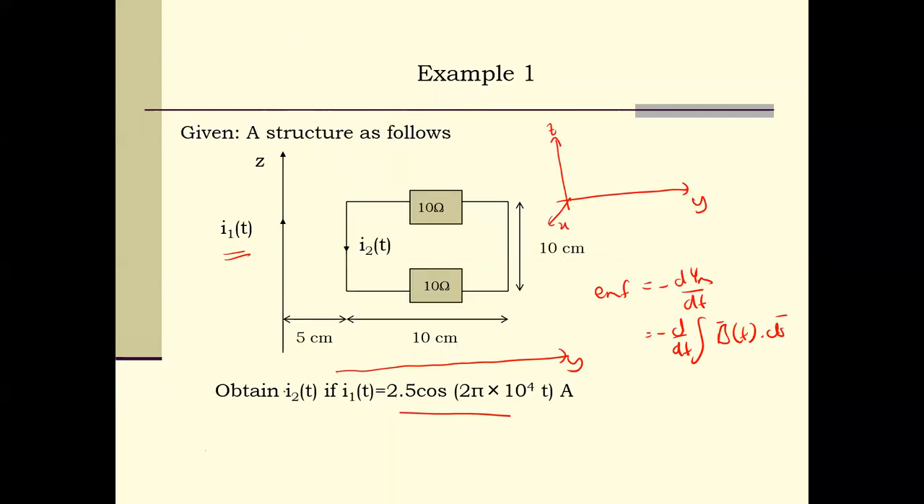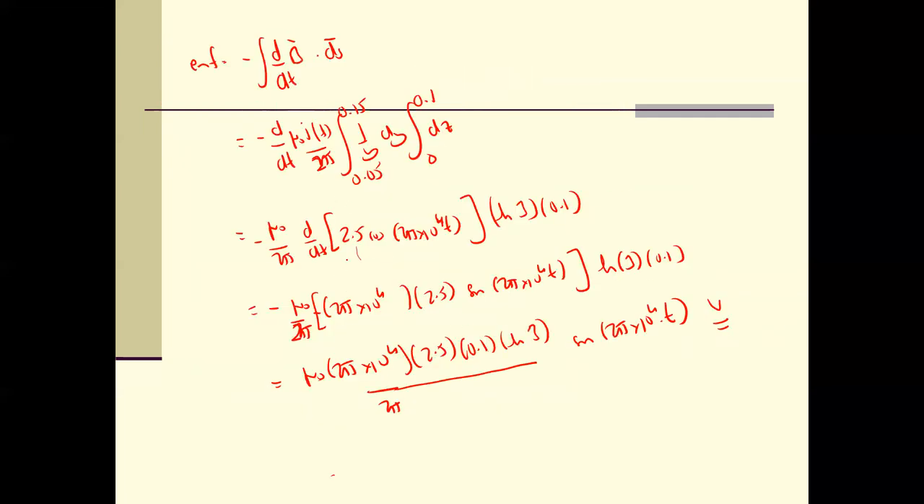If you want to find I2(t), which is the induced current, simply we can see that I2(t) will be based on the EMF in volts divided by the resistance in the circuit, which is 20 ohm. That should be the current I2 in units of ampere. The EMF is what we have obtained initially from this side. The EMF produced in the circuit is then divided by the resistance value, and it will give us the current in the circuit.